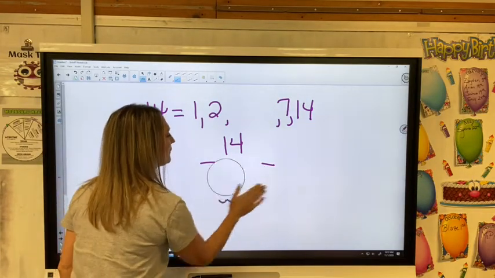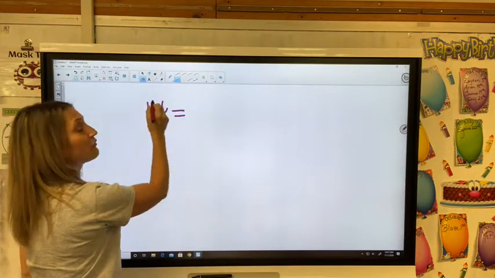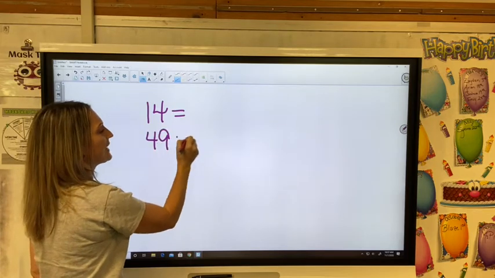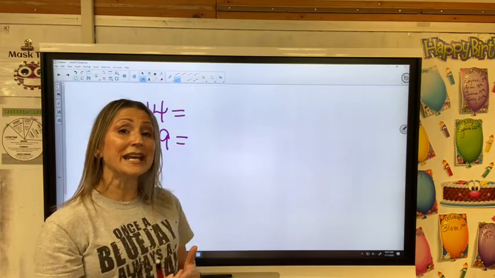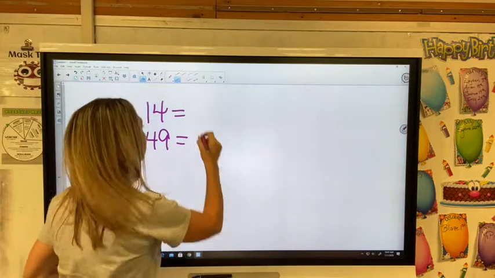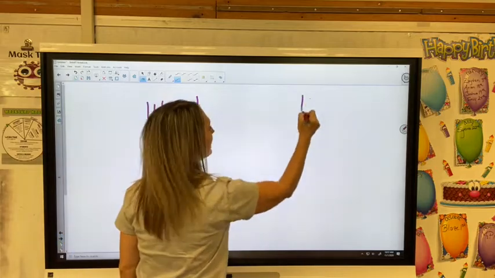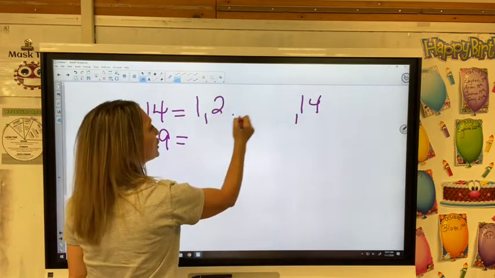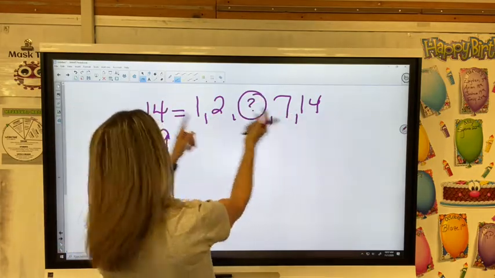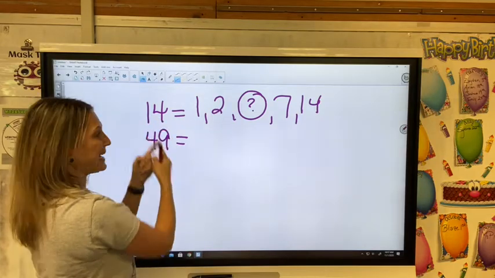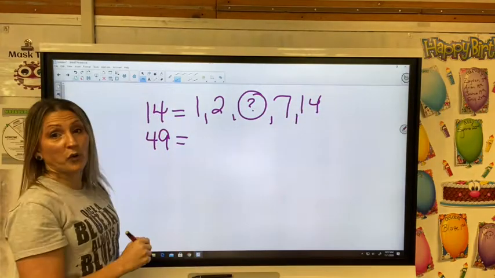So here's an example. I want to find the factors, and I'm going to erase this and start all over, for the number 14 and 49. And so what I start to do is I look for all the factors that make up 14 and all the factors that make up the product of 49. So I'm going to start again with 1 and 14, 2 times 7, and then I look to see if there's anything in between, between 2 and 7, that if I multiply them together will give me 14. And I know there's not. So those are all the factors for the number 14.